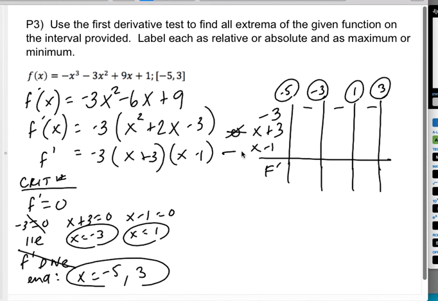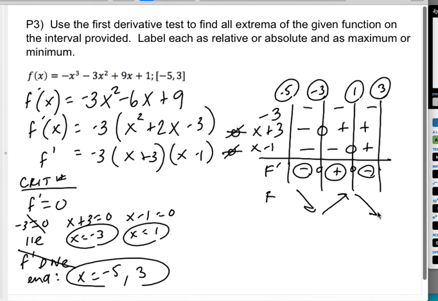So both of these are lines with positive slopes. So x plus 3 is 0 at negative 3, which means it's negative before it hits that 0 and positive after. X minus 1 is 0 at 1, which means it's negative before it hits that 0 and positive after. So 3 negatives make a negative, 2 negatives make a positive, 1 negative makes a negative. So what's going to happen is my f function is going down, up, down. So I have a max at negative 5, and I have a max again at 1. I have a min at negative 3 and a min again at 3.